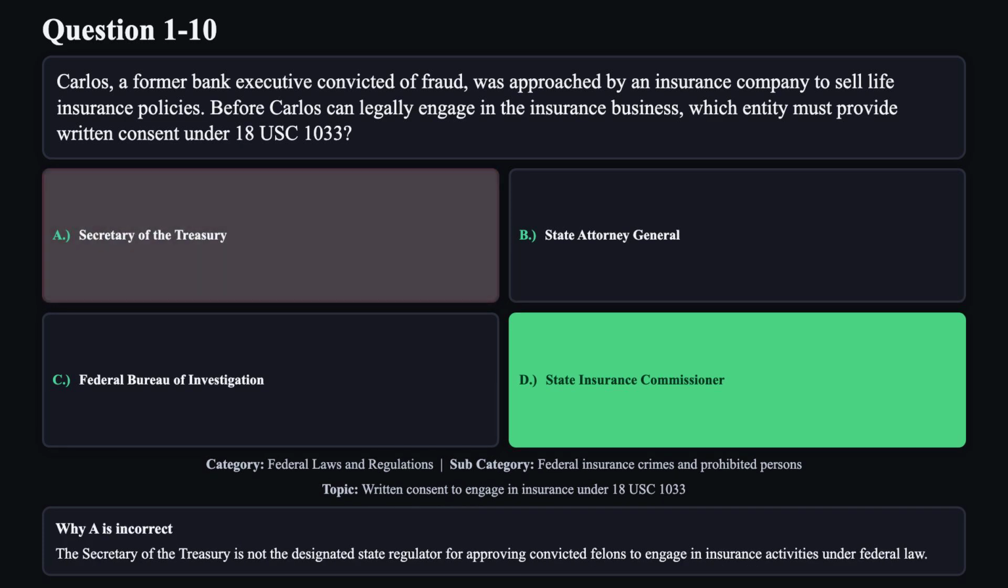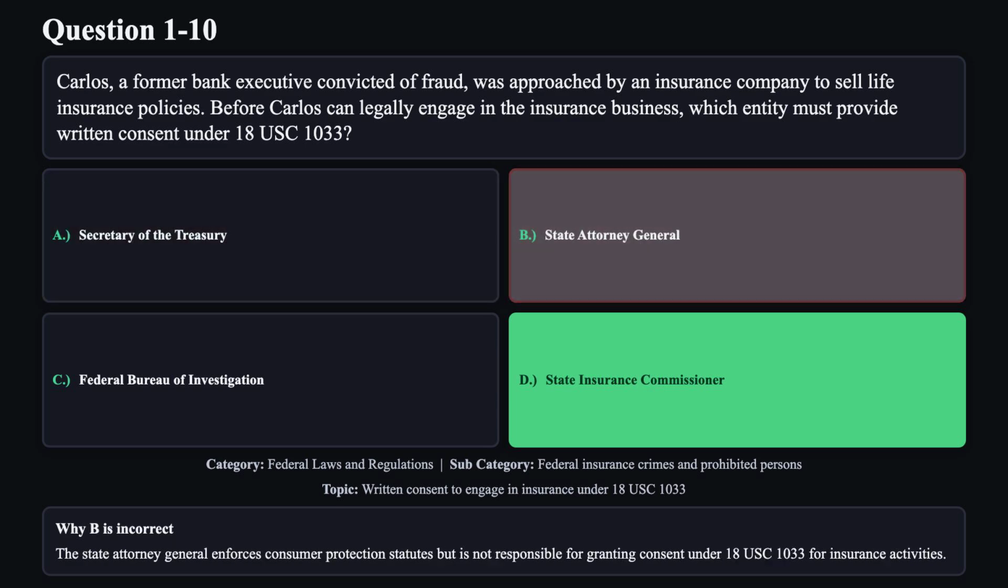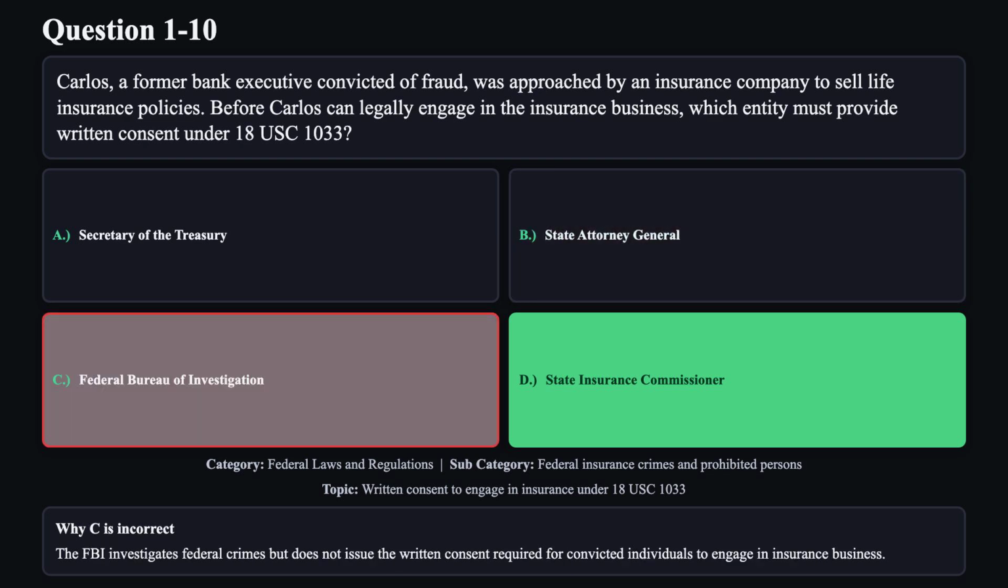Reason A is not correct. The Secretary of the Treasury is not the designated state regulator for approving convicted felons to engage in insurance activities under federal law. Reason B is not correct. The State Attorney General enforces consumer protection statutes, but is not responsible for granting consent under 18 U.S.C. 1033 for insurance activities. Reason C is not correct. The FBI investigates federal crimes but does not issue the written consent required for convicted individuals to engage in insurance business.